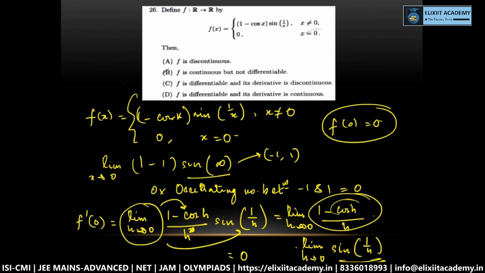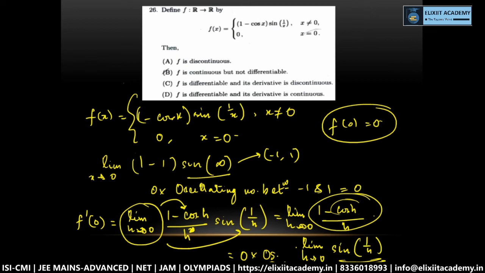This limit is 0. So 0 into sine 1 upon h is an oscillating value. So this is 0 only. 0 into any oscillating number which is between -1 and 1 is 0 only, right? So this function is differentiable as well. So this is continuous and differentiable as well.